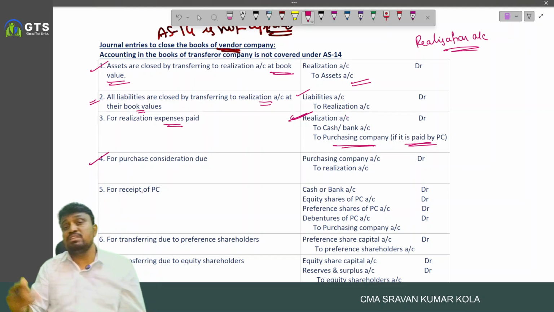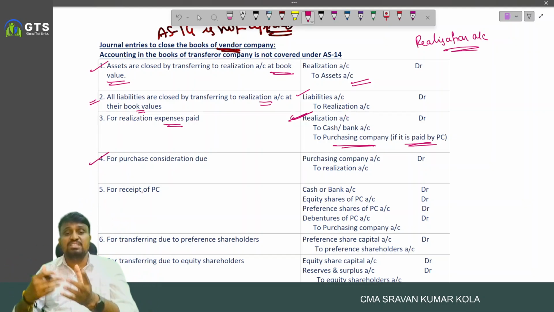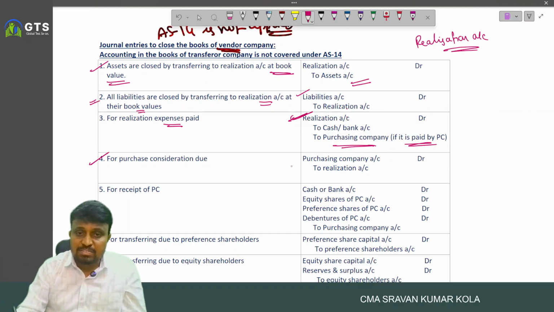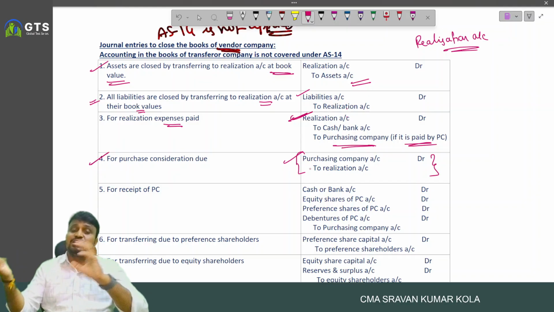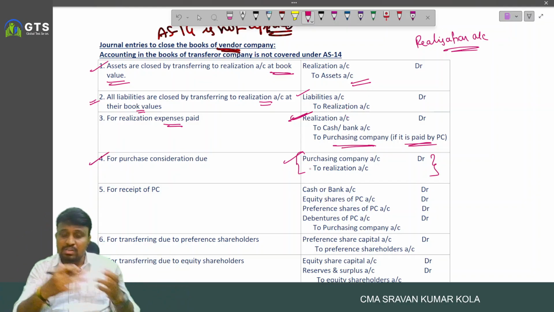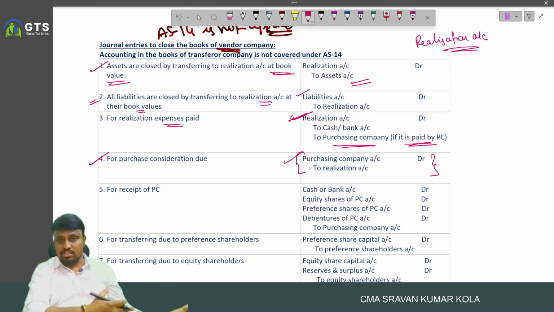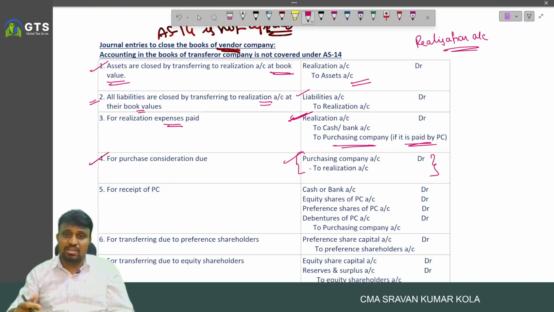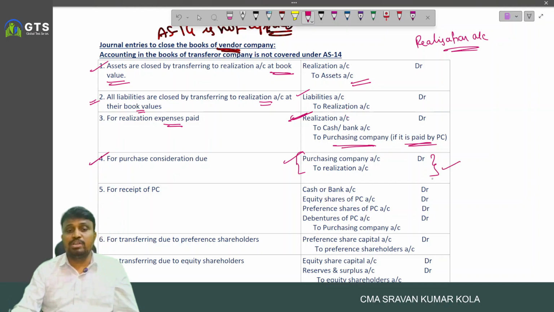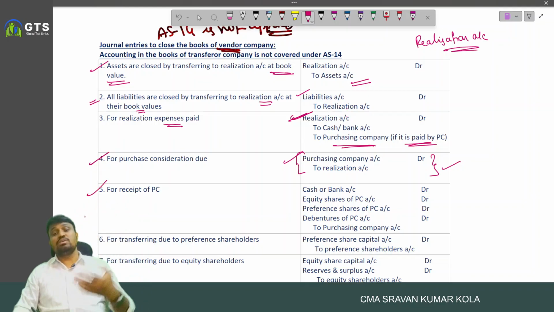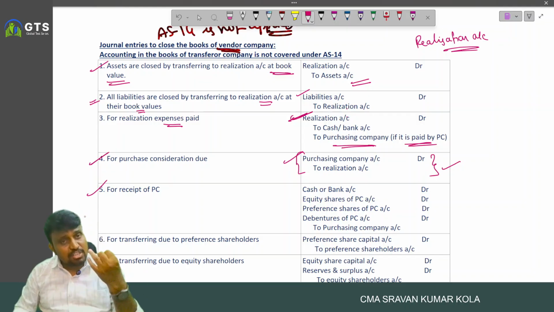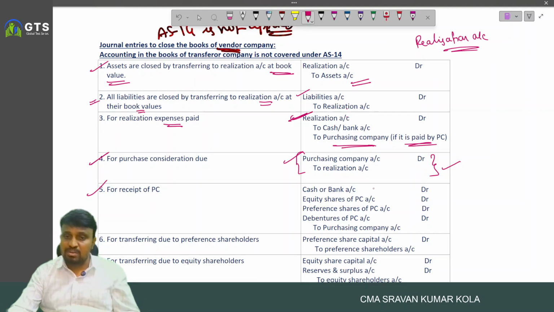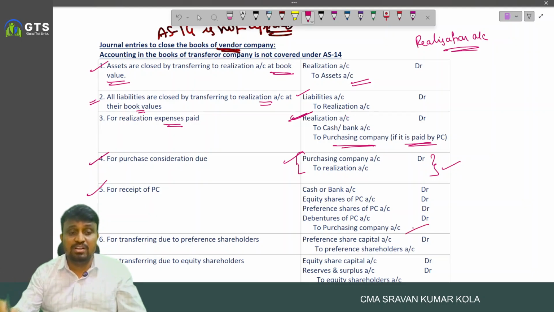And for PC due, when PC is receivable from whom? Purchase company, transferee company. So transferee company account debited to realization, because we are getting the PC in return for transferring the assets and liabilities. All assets and liabilities are already transferred to realization. That's why PC is also required to be transferred to realization, but it is receivable from the transferee company. That's why we write transferee company account debited to realization. And the PC received, cash or bank, equity shares of purchasing company, preference shares of purchasing company, debentures of purchasing company, is credited to the purchasing company or transferee company account.